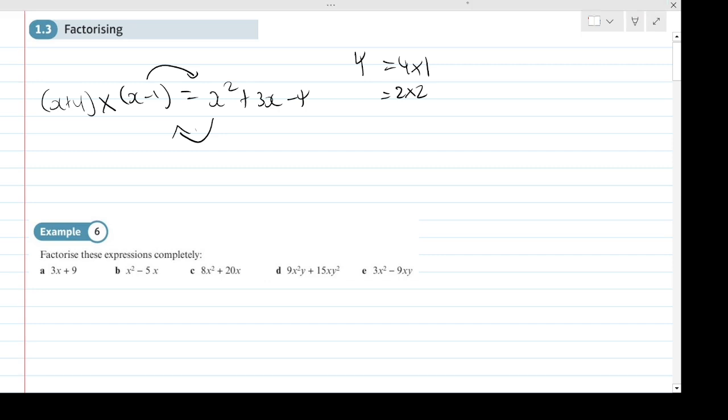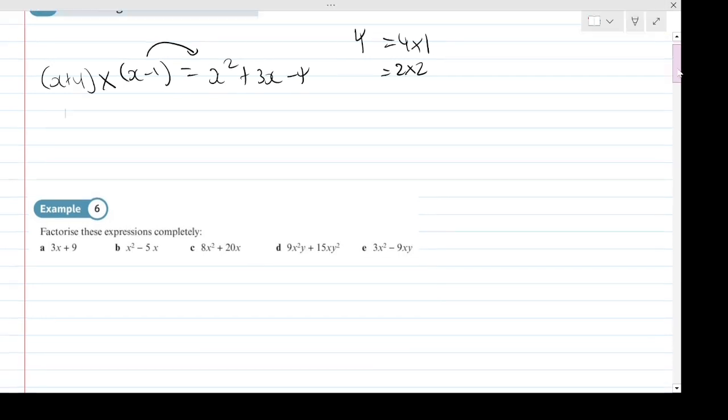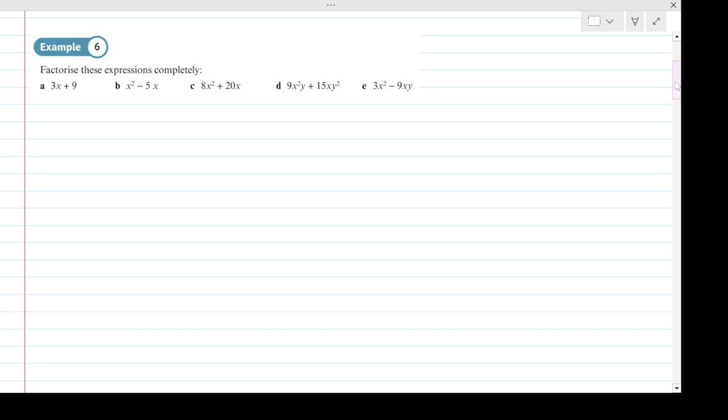And so that is our aim, essentially, to now work backwards to what we did last time. Instead of expanding, we're going to factorize. So we're going to look at some expressions to factorize. Okay, cool. So let's look at this example first. We are required to factorize these expressions completely.